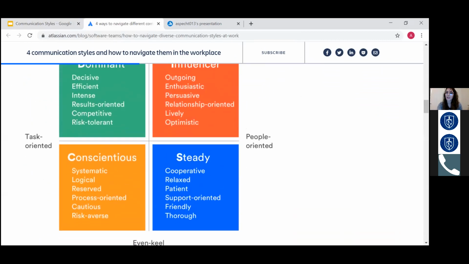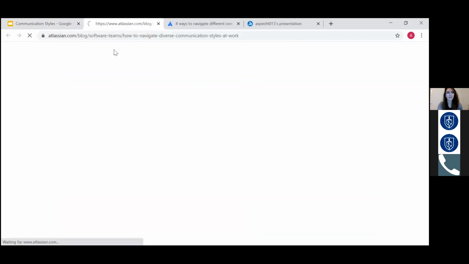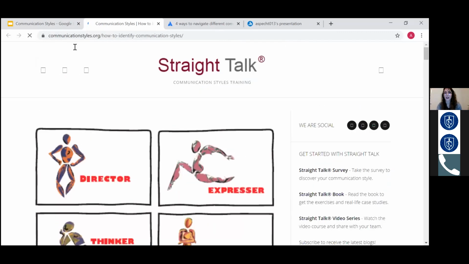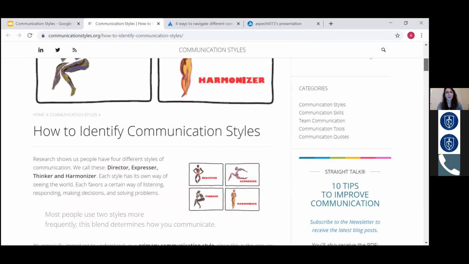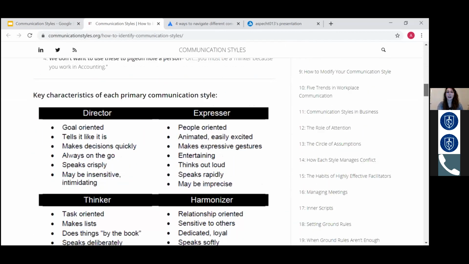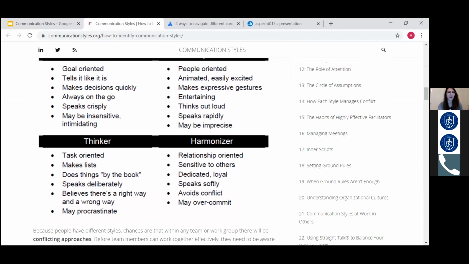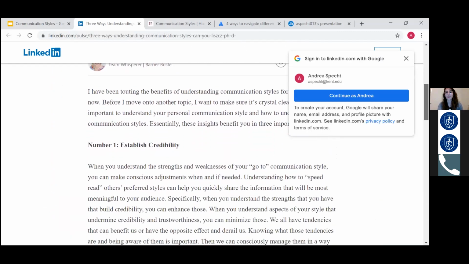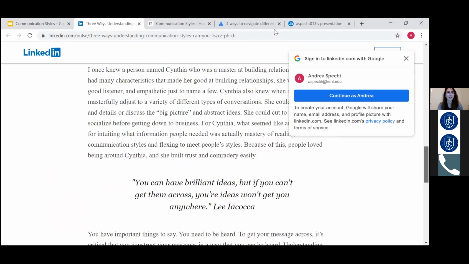So here is their little infographic. Their names are a little bit different, but it's still the general idea. This one, I believe, so this is communicationstyles.org. Again, they have a very similar way of setting up the 4 main. So I'll give you little guidelines for that. This one's their infographic, so each one I believe has an infographic. And this one is from LinkedIn, so it's very easy to find, and these are 3 benefits to understanding your communication style.